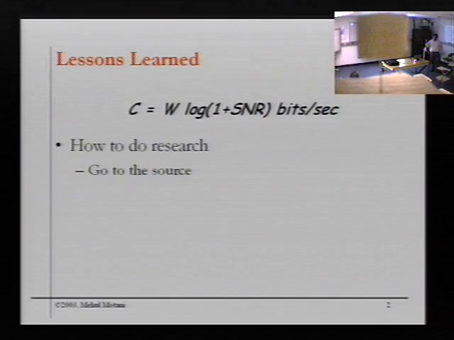The first is go to the source. You read lots of filtered versions of things. It's nice to go back to the source. For example, how many of you have actually read A Mathematical Theory of Communication? If you haven't, you should. It has some really nice insights, and he derives the capacity in an interesting way. He talks about it from both a layman's view and a mathematical view.